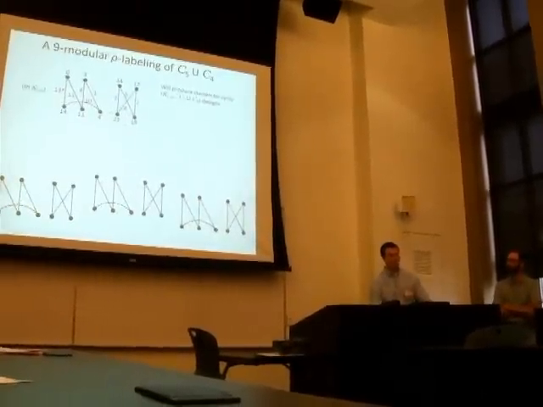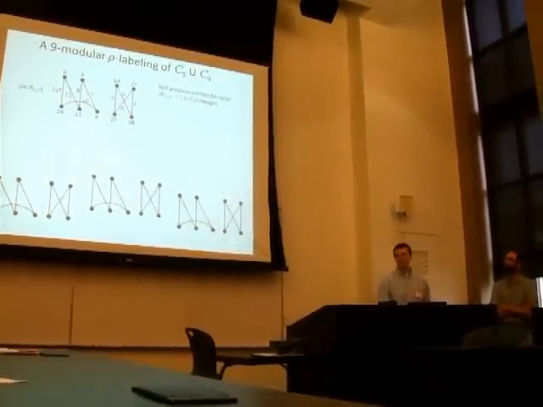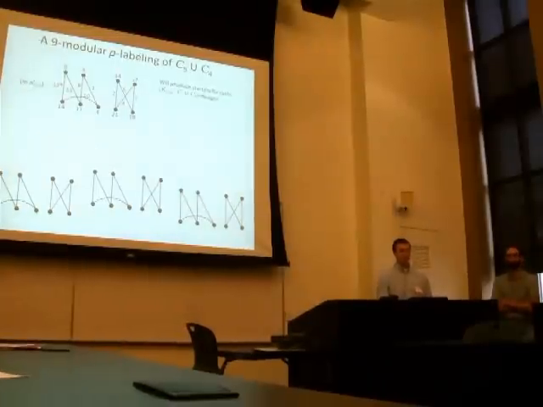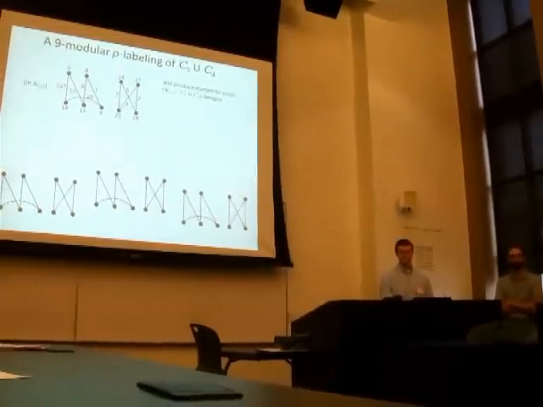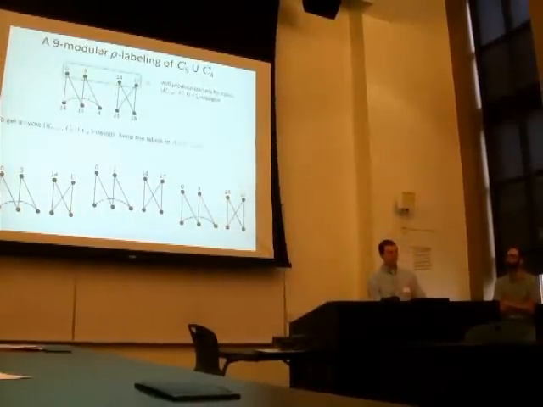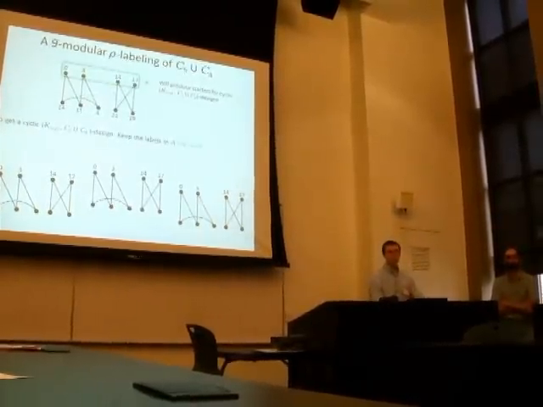An example of a tripartite graph, we have a 9-modular row labeling of C5 union C4. Since it's 9-modular, we're embedding in K3 cross 9. We're skipping all of the edge lengths that are a multiple of 3. And suppose we let t be 3. We're looking to embed in a K3 cross 27.